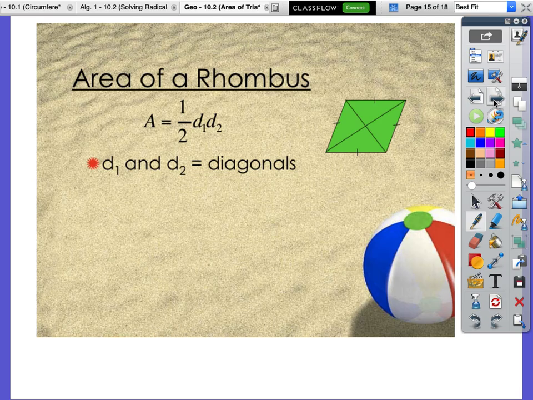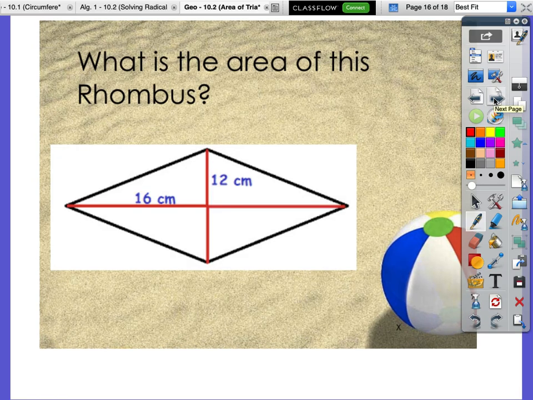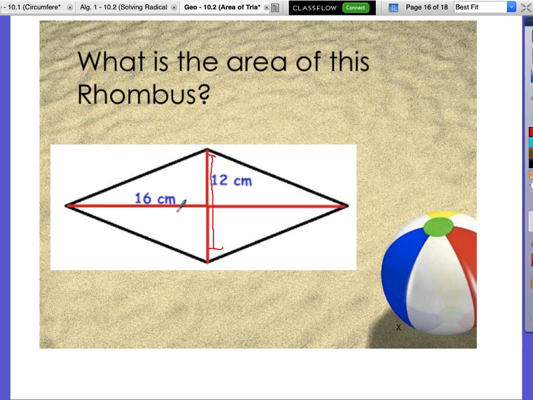Let's hold it for a second. Okay? Next slide. Area of this rhombus, okay? So we're going to say the whole diagonal here is 12. And this whole diagonal here is 16. So what would you do? 12 times 16 and divide by 2. Those are diagonals. Okay?